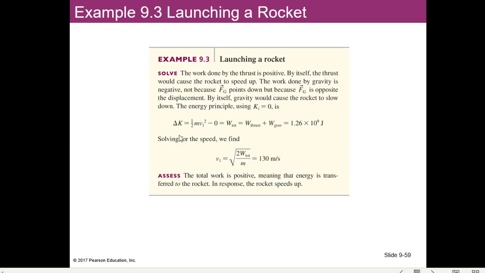So here it is. Change in kinetic energy, which is the final minus the initial, must equal the total or net work done on the particle, which is the sum of those two works, one of them positive and one of them negative, and that's 1.26 times 10 to the 9th joules. Now, how do we find out the speed? Well, the change in kinetic energy is equal to 1/2 m v final squared. So multiply through by 2, divide through by the mass, and take the square root, and you get this.